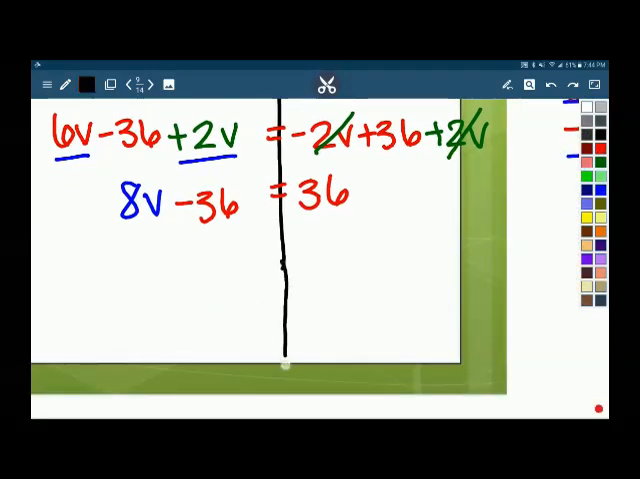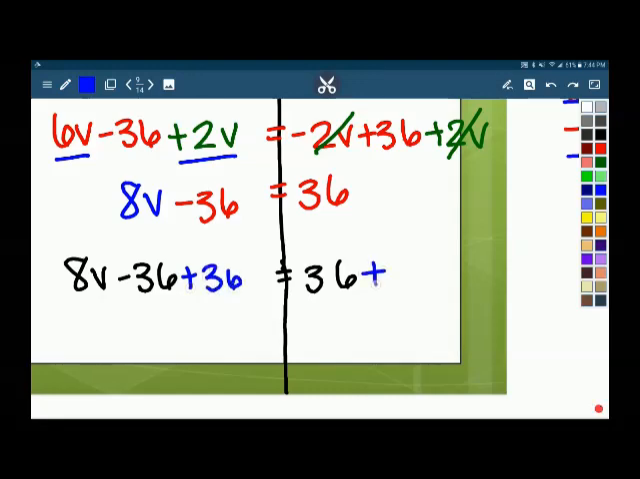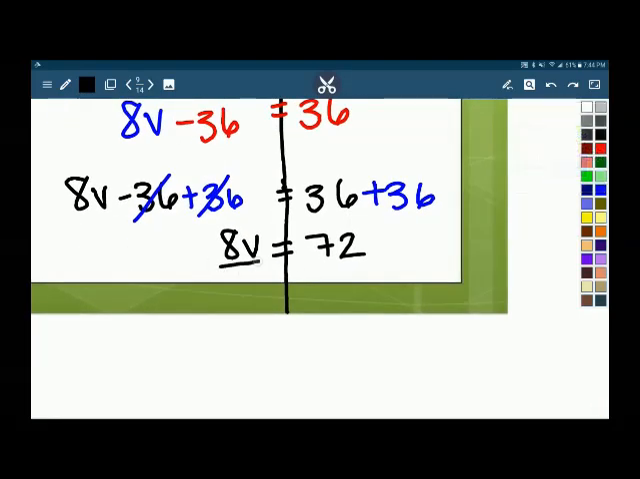Now we're back to that two-step problem that we know how to solve. Get rid of addition or subtraction first, then multiplication or division. So again, scoot everything over. 8v minus 36 is equal to 36. And we're going to need to get v all by itself. So that means we got to get rid of that 36. It's negative, so we got to add it to both sides. Negative 36 and positive 36 go away. We're left with 8v is equal to 36 plus 36 is 72. Last and final step, divide that 8 off because the 8 is multiplying the v. And we get v is equal to 9.